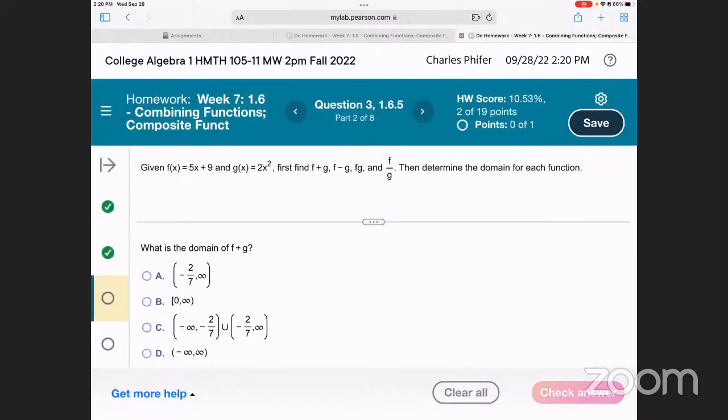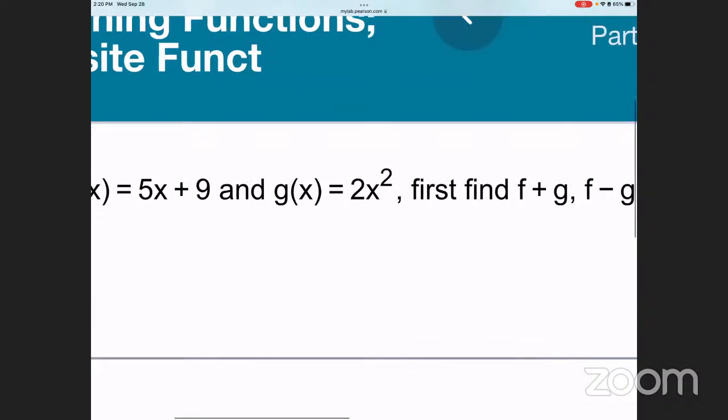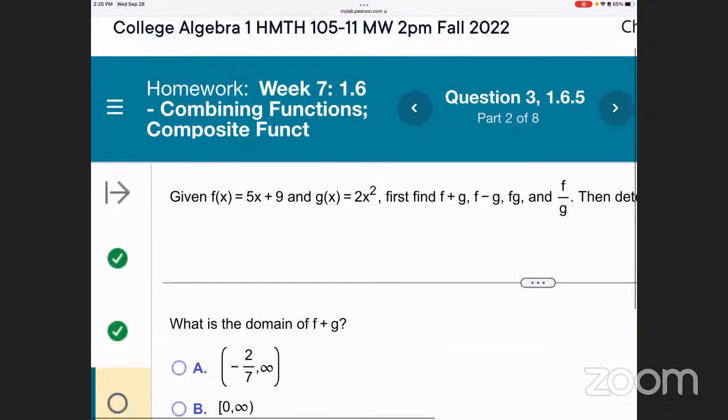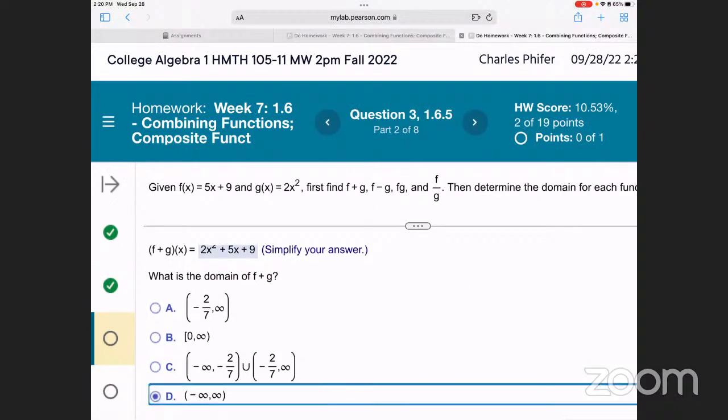Next one. Because the domain of f is all reals, right? F, if you think about it, is a line. 5x plus 9, it's like y equals mx plus b. So the domain of a diagonal line is all reals. G is a parabola, a U-shaped curve. This has been stretched vertically. But a parabola has a domain of all reals. So this simplified form is going to be the intersection of those, and there are no restrictions here. So this one's going to be all reals.